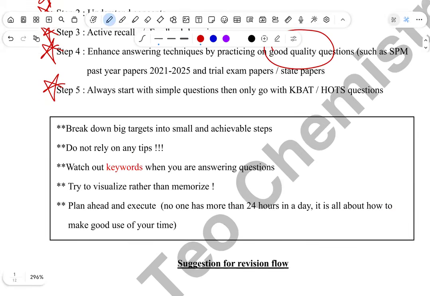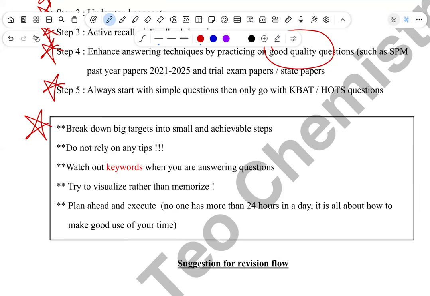Okay, don't think too much at the moment first. Always break a big target into something small and achievable. For example, if you think, oh, I want to study the whole chapter 2 in 1 week, or in 2 weeks, you might find it a bit stressful, isn't it? But if you break it down into small steps, let's say this week I want to spend 3 hours on chemistry.